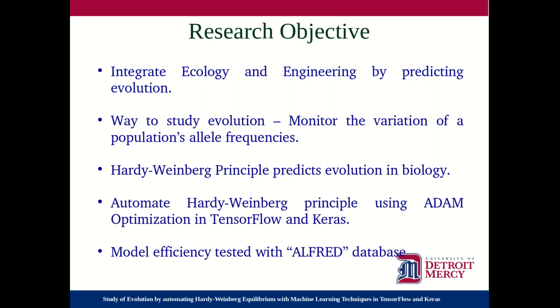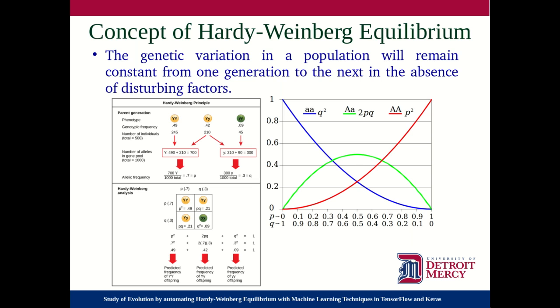This research work describes a new method that integrates deep learning and ecology by automating an important principle that predicts evolution, termed the Hardy-Weinberg principle. Here, rather than looking at two parental species, evolution is investigated by looking at the population as a whole. The automation is done using the Adam optimization technique. The neural network trained based on Keras and TensorFlow has been deployed using Python for the study of evolution. The developed model was tested with a standard allele frequency database called ALFRED to prove the efficiency.